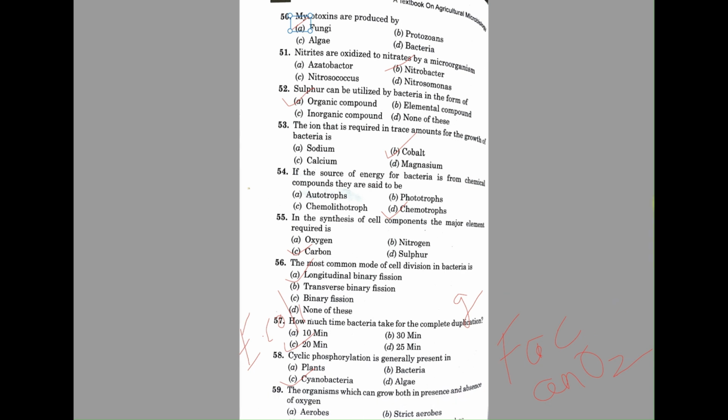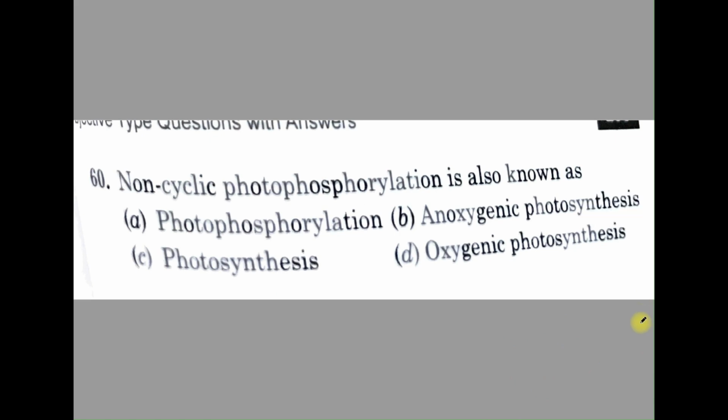Now the next question, question number 60, the last question here. The question asks, non-cyclic photophosphorylation is also known as A. Photophosphorylation, B. Anoxygenic photosynthesis, C. Photosynthesis, and D. Oxygenic photosynthesis. Here the correct one is photophosphorylation. This is not cyclic, this is acyclic. So option A is correct.